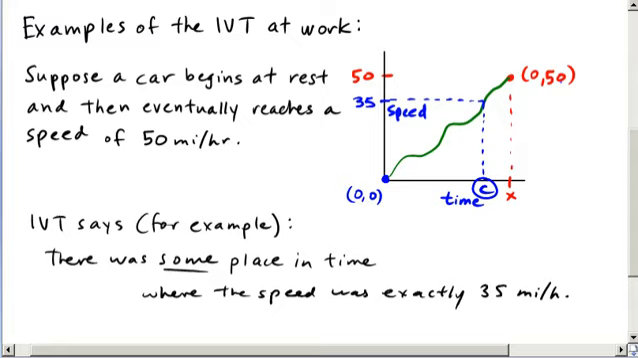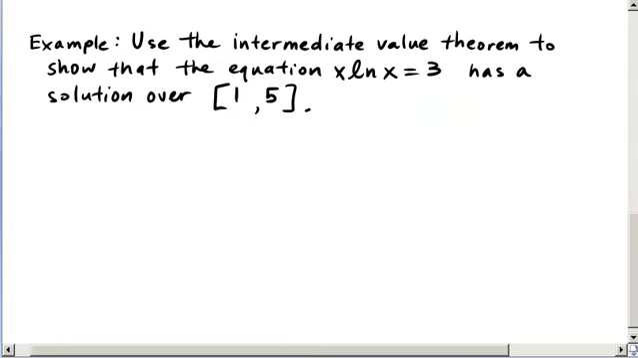Okay, so here's another more mathy example. We're going to use the IVT to show that this equation, x times the natural log of x equals 3, has a solution somewhere in the interval from 1 to 5. We're not going to find what the solution is. We're just going to show that a solution exists and it's between these two values.